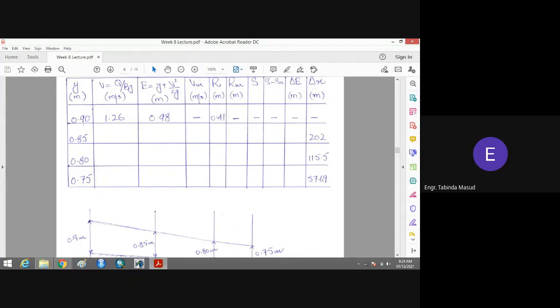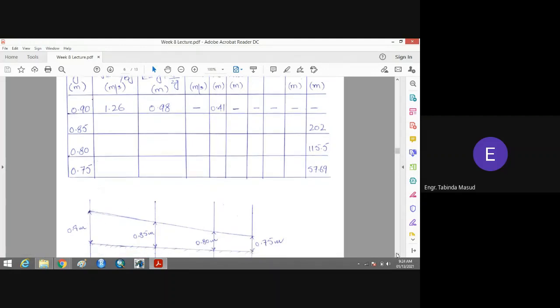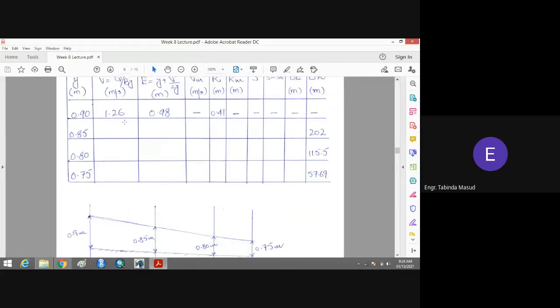First of all, when you are at this section, that is section 1.1, 0.9 meter, section 1.1. Now this is the single section for which you can find the velocity, that is 1.26. You can find the specific energy, but you cannot find the mean velocity. Why? Because this is the only single section.